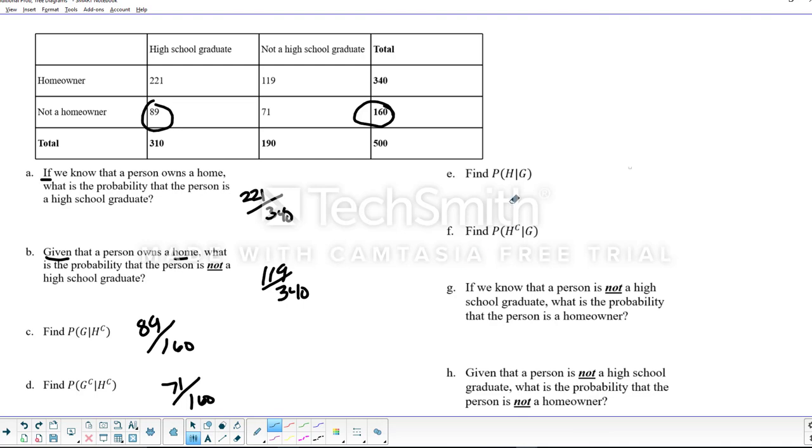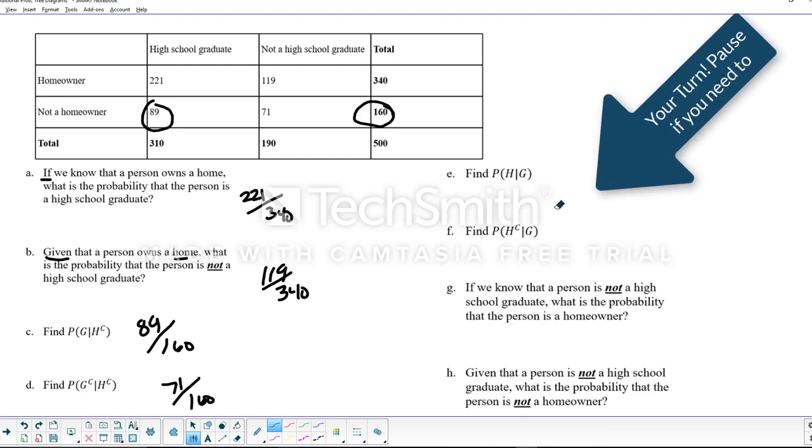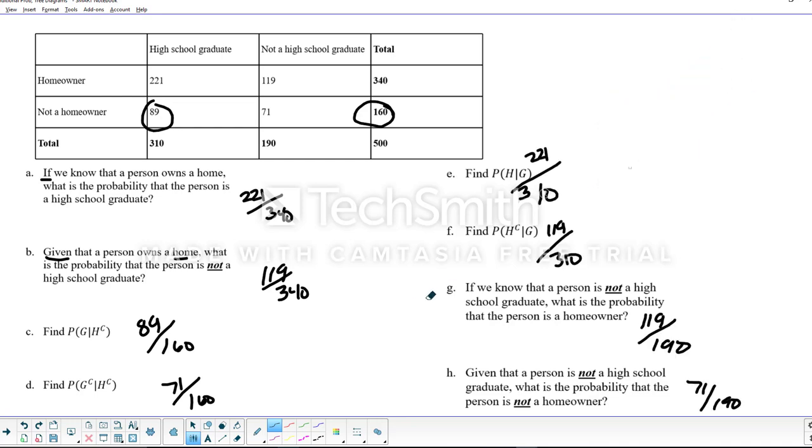So I'll give you a second to finish E through H, try and get those done on your own, and we will check with everybody in just a moment. All right, so here are the last few from this set. Check them out. Check with your neighbors, talk to each other, help each other out.